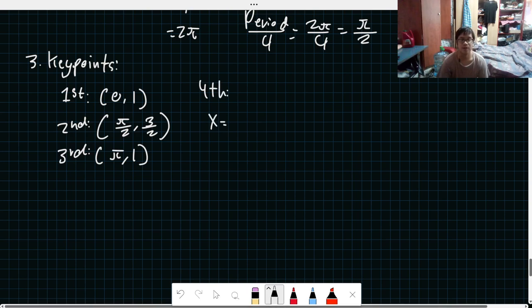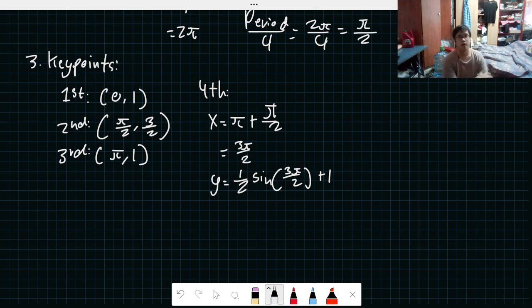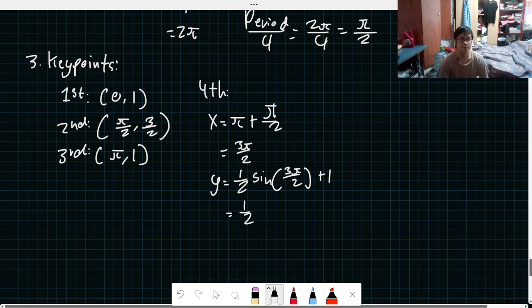To find your x value again, add the recent x by pi all over 2. So pi plus pi all over 2 will give you exactly 3 pi all over 2. Then substituting it here to your sine function, you will get 1 half times sine of 3 pi all over 2 plus 1. So sine of 3 pi all over 2, again, is negative 1. So negative 1 times 1 half will give you negative 1 half. So negative 1 half plus 1 will give you 1 half.